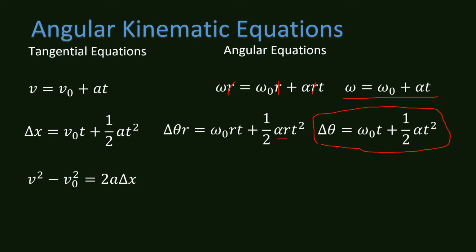And then we have the final equation that we use in kinematics, v squared minus v sub naught squared equals 2 times acceleration times delta x. And we just are going to convert the v's, the delta x, and the a's, and we get this equation right here, which is the two angular velocities squared, the difference between them, equals 2 times alpha, the angular acceleration, times delta theta, the angular displacement.